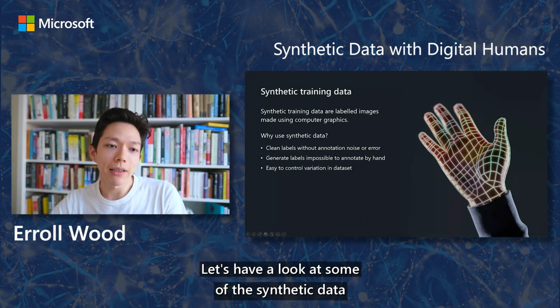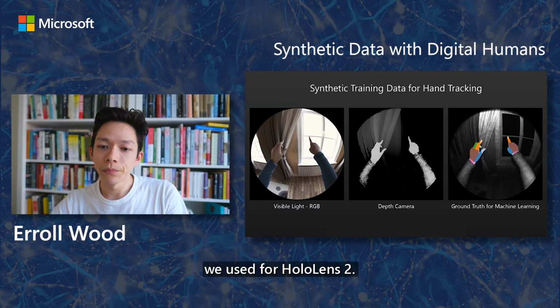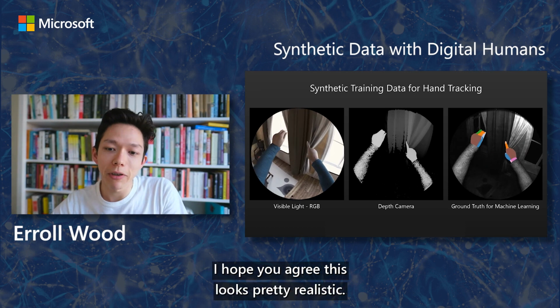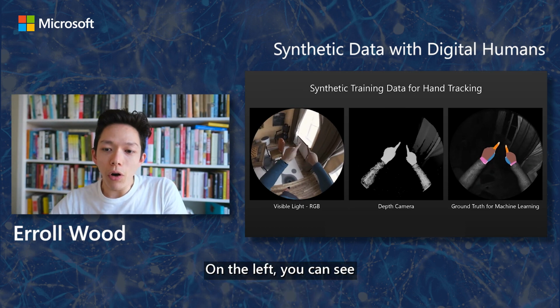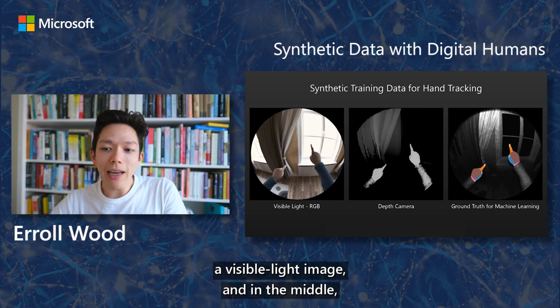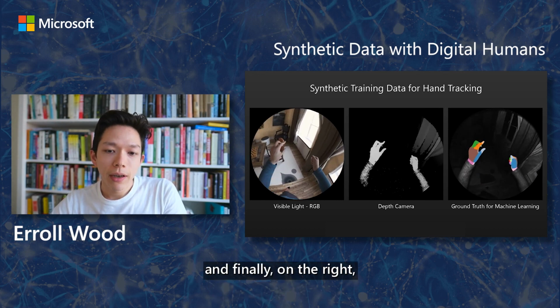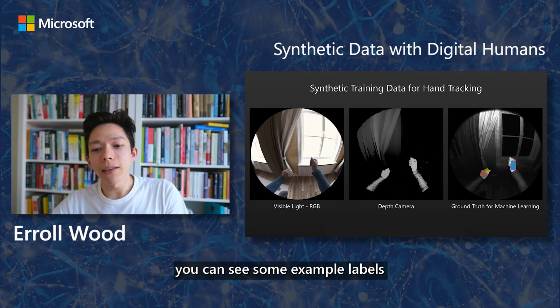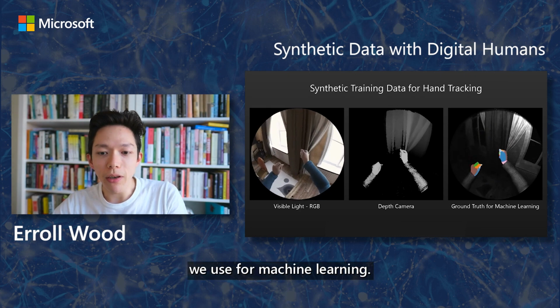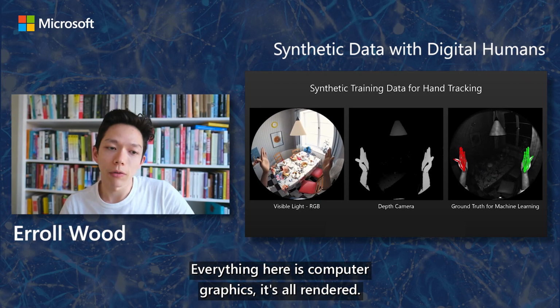So let's have a look at some of the synthetic data we used for HoloLens 2. So I hope you agree this looks pretty realistic. On the left, you can see a visible light image. And in the middle, you can see a simulated depth camera image. And finally, on the right, you can see some example labels we use for machine learning. So everything here is computer graphics, it's all rendered.